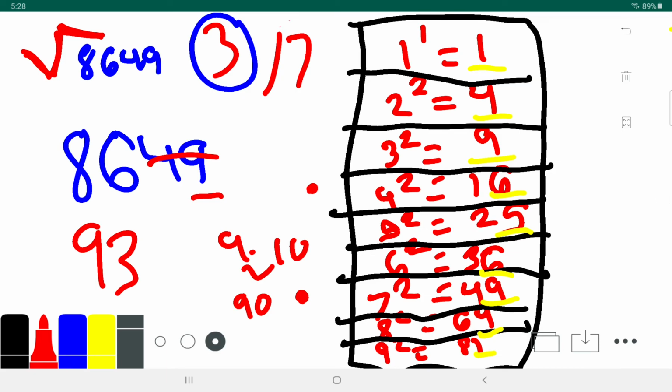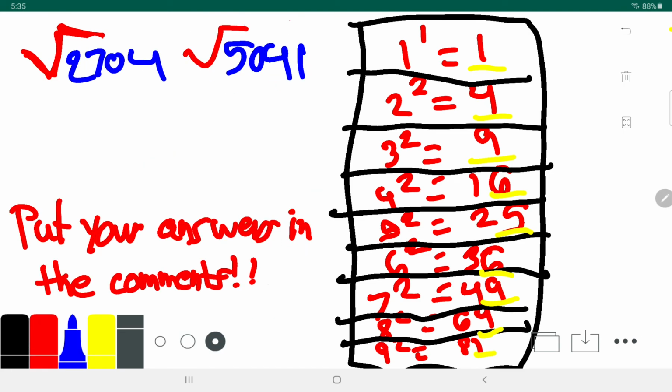Now, I'm going to give you a little homework. In the comments, I would want you to, with this trick, find the square root of these two numbers. So, give me a second to erase this and put these two numbers up. Alright, so here's your homework. First one, find the square root of 2,704. Second one, find the square root of 5,041.